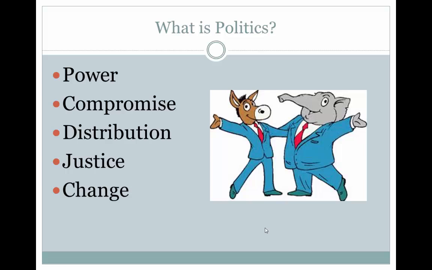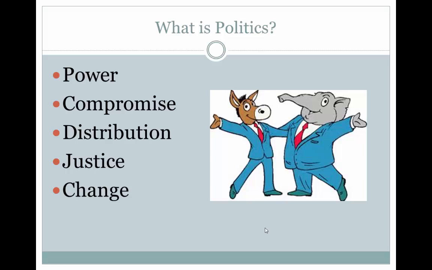The third one on our list is distribution. This is a very economics-driven way of thinking about politics, but it says there's only a certain amount of water, a certain amount of food, a certain amount of sun, a certain amount of oil on the planet. And politics is the process where we decide who gets what, when, and how much.